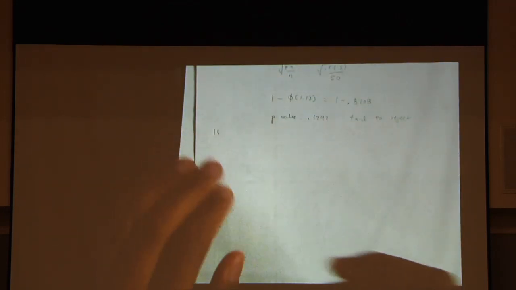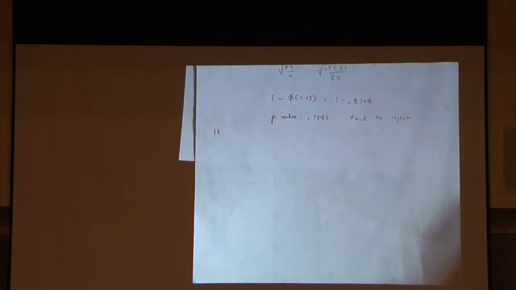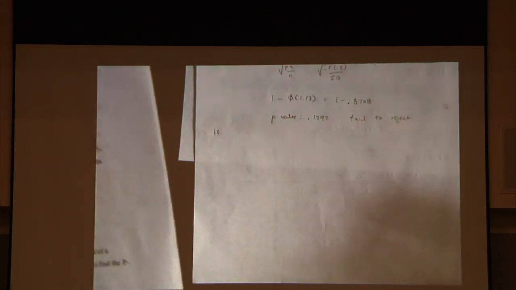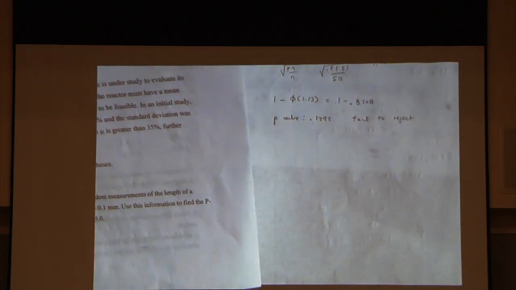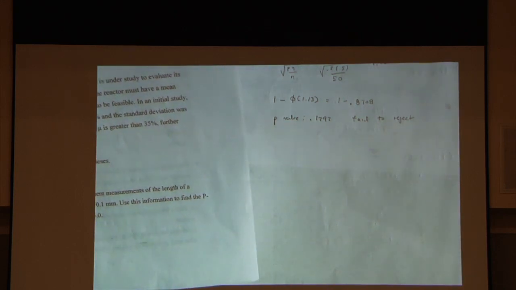So now for number 12, it says a new process for synthesizing methanol from methane is under study to evaluate its technical feasibility. Design simulations indicate that the reactor must have a mean methane conversion greater than 35 for the process to be feasible. In an initial study, 6 runs were made. The average conversion was 39 and the standard deviation was 4. If it can be concluded that the mean is greater than 35%, further evaluation of the process will be conducted.